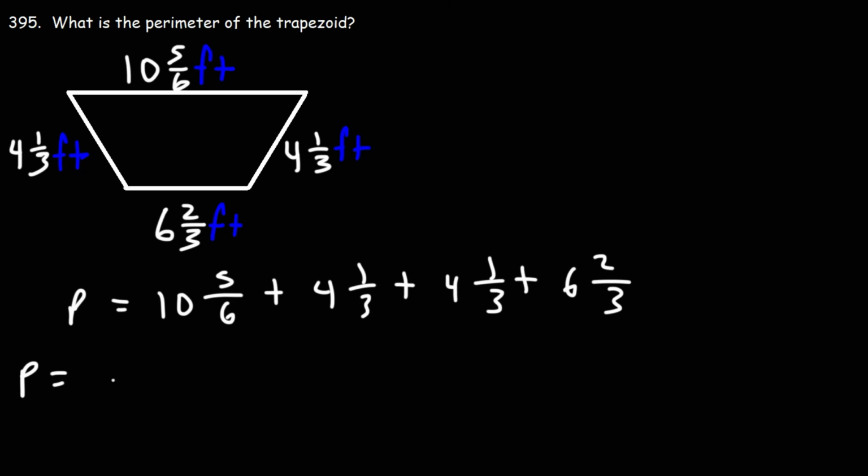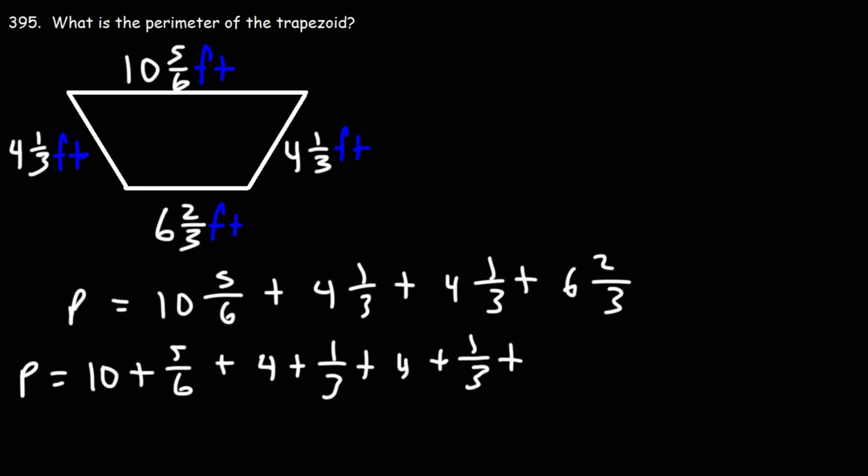So we need to find the sum of four mixed fractions. Let's break apart the mixed fractions. 10 and 5/6 is 10 plus 5/6. The next one is going to be 4 plus 1/3, plus another 4 plus 1/3, and then we have 6 plus 2/3.